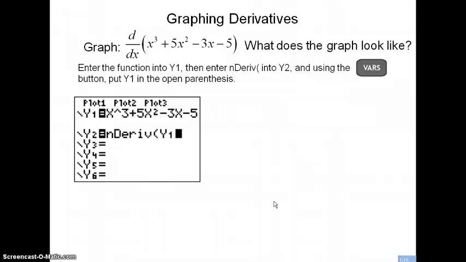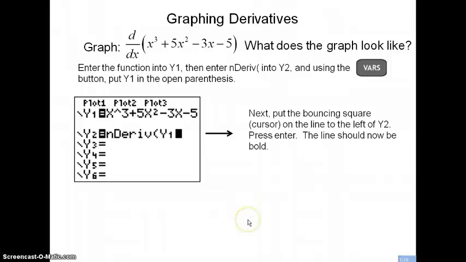Enter this function into y1, put your cursor down into y2, hit your math button, choose number 8. You don't have to go back to your home screen. That will enter in deriv into y2 with an open parentheses. Then you hit the vars button like we did before and enter y1 in that open parentheses.